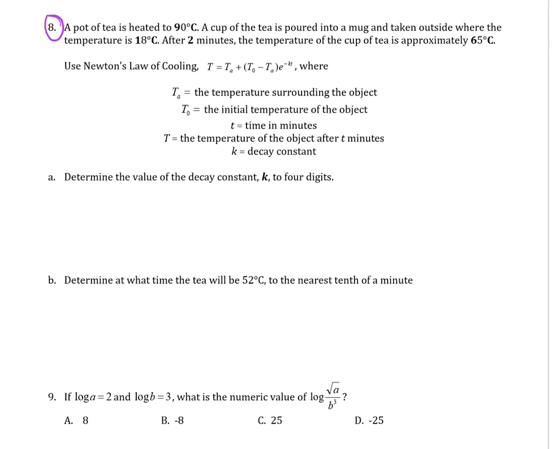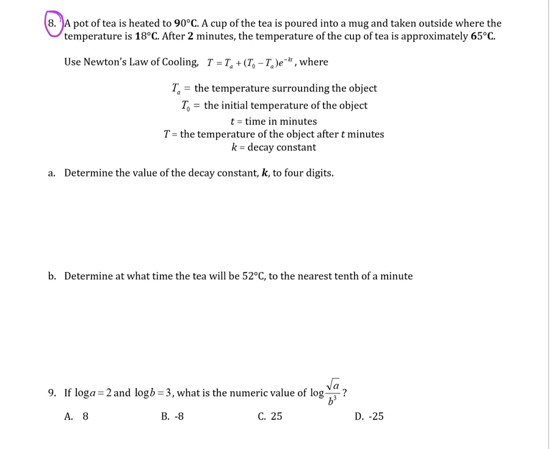All right, Newton's law of cooling problem. A pot of tea is heated to 90 degrees Celsius. And a cup of tea is poured into a mug, which is taken outside where the temperature is 18 degrees Celsius. After 2 minutes, the temperature of the cup of tea is approximately 65 degrees. Here's Newton's law of cooling. They tell you everything. I want to determine K to the nearest 4 digits.